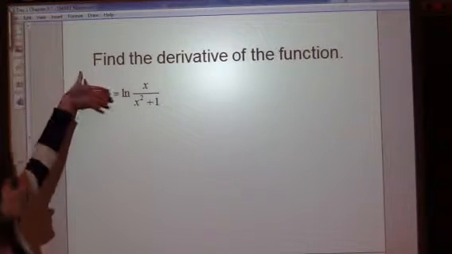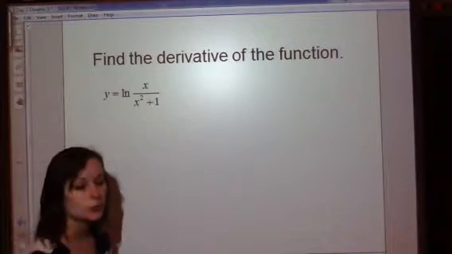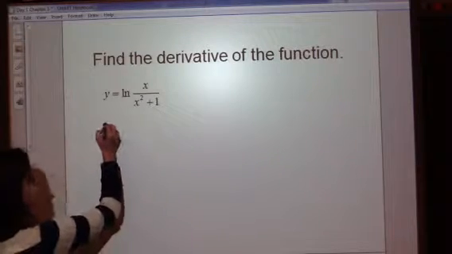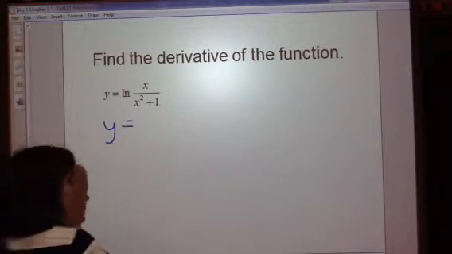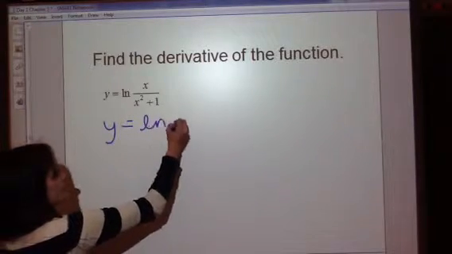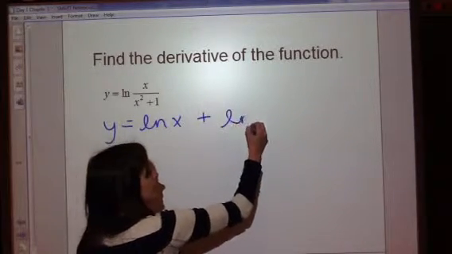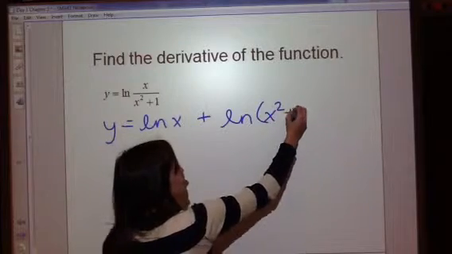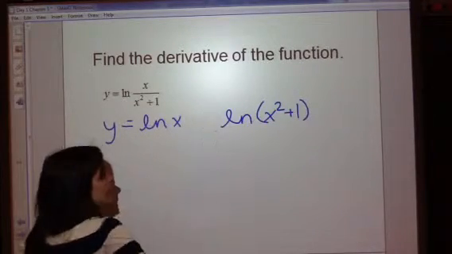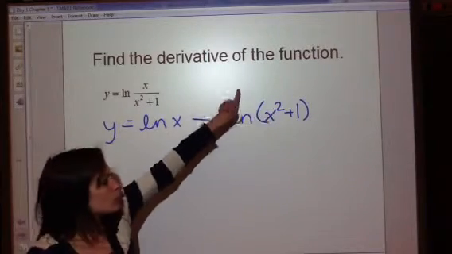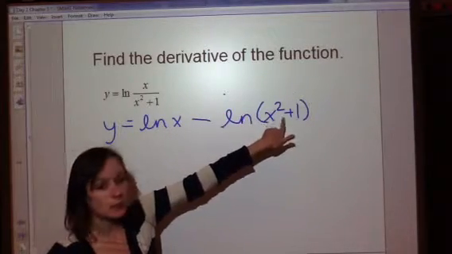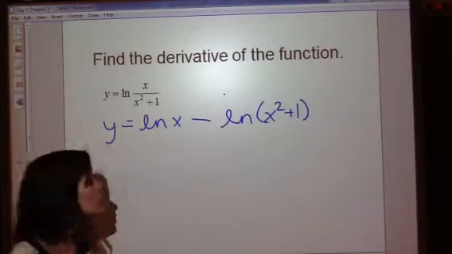So here we have ln of x divided by x squared plus 1. See if you can do this on your own. Rewrite, so it's not going to be a derivative just yet. So rewrite, and you get ln x plus ln x squared plus 1. And some of you are like, plus, lady, it's division, so you got to subtract. If you try to move that squared out, you can't because it only belongs to the x. It doesn't belong to the whole quantity.